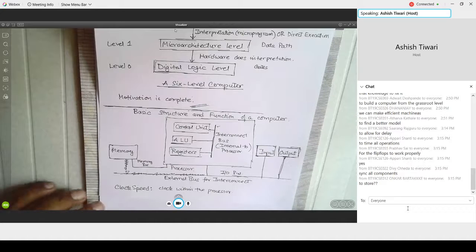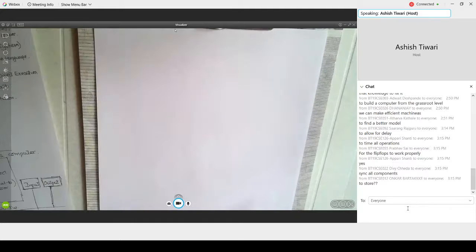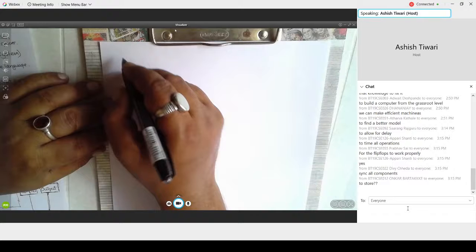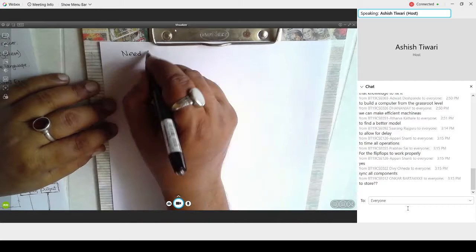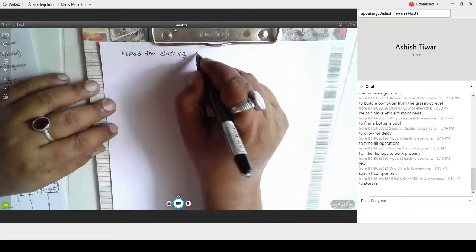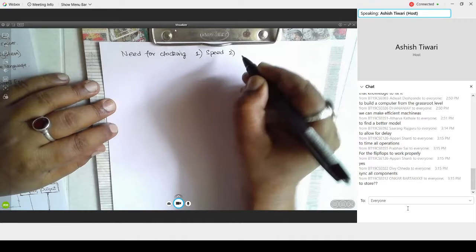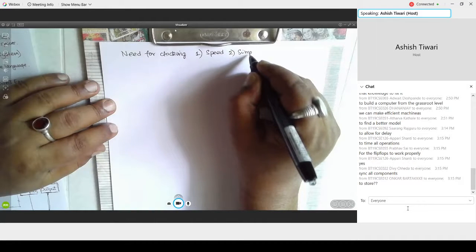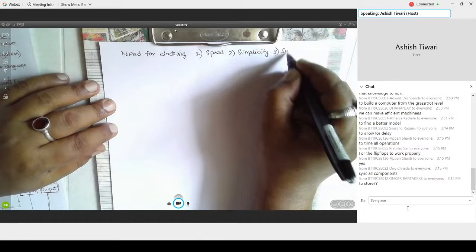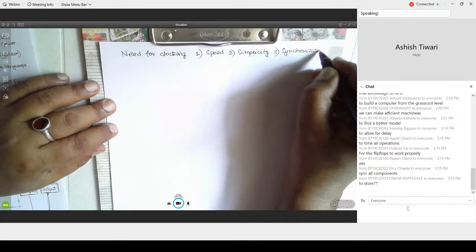Okay, so we understand. Let me write it here. We understand the need for clocking, right? The need for clocking is one, speed, the second is simplicity of design, and the third is synchronization, right? So these are the needs.